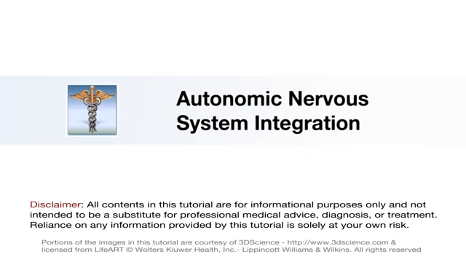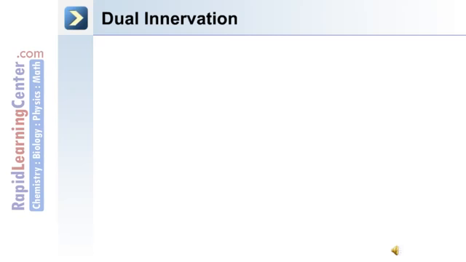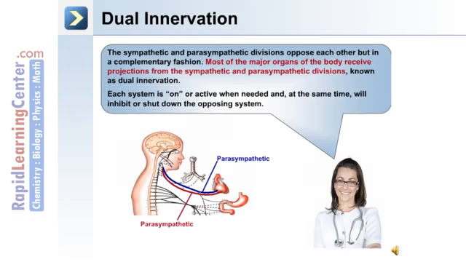Now move on to discuss the integration of the autonomic nervous system. The sympathetic and parasympathetic divisions oppose each other, but in a complementary fashion. Most of the major organs of the body receive projections from both the sympathetic and parasympathetic divisions. This is known as dual innervation.